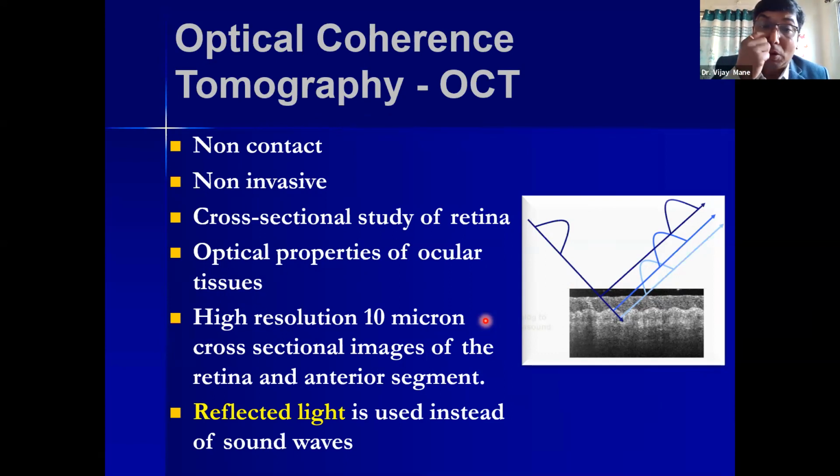So here also, small light rays are passed through the pupil. The reflected lights are captured using an instrument. So it is a non-contact, non-invasive way to study the retina, the cross-sectional study of the retina, or other optical properties of the different tissues inside the retina, because the ophthalmologists know the properties of the retina, the property of the blood vessel, the properties of the optic disc.